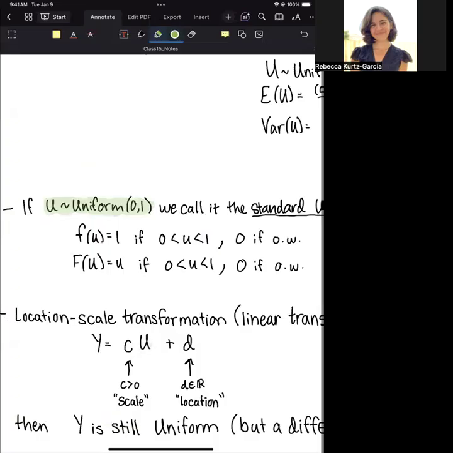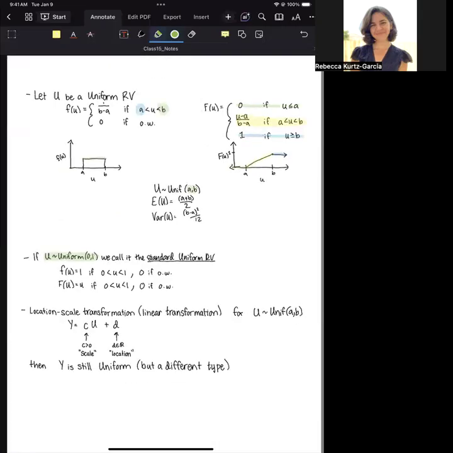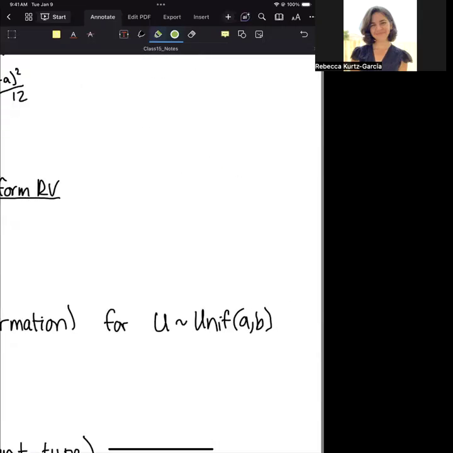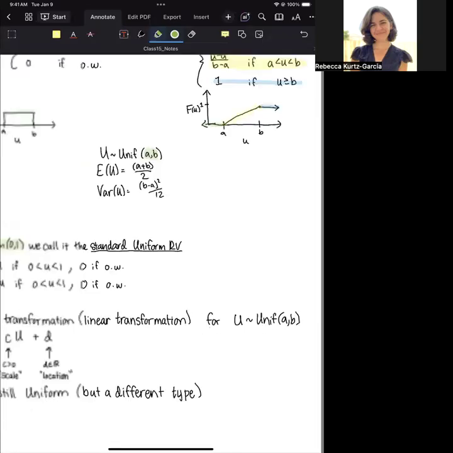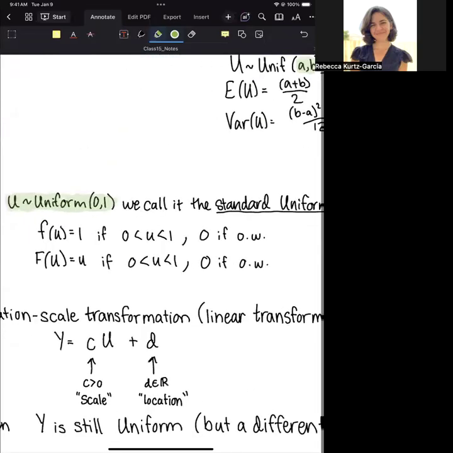You have a random variable of interest. So in this case for us, it is U. The U I am using is just a uniform random variable between a and b. Now, a location scale transformation has two terms. It has this C term over here, and it has another term D, which is the additive component.